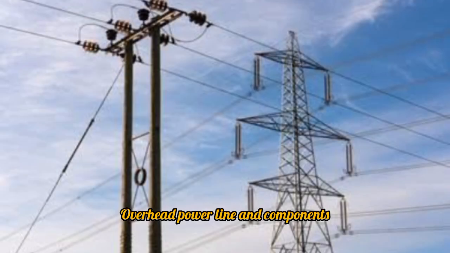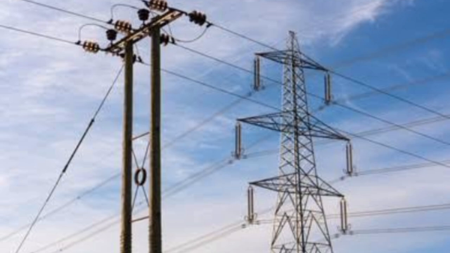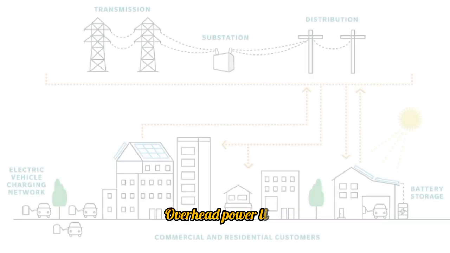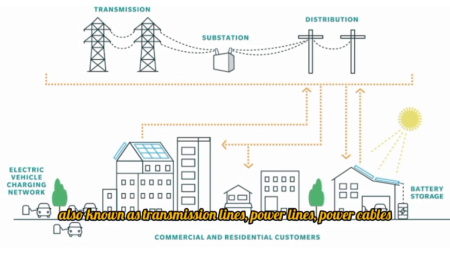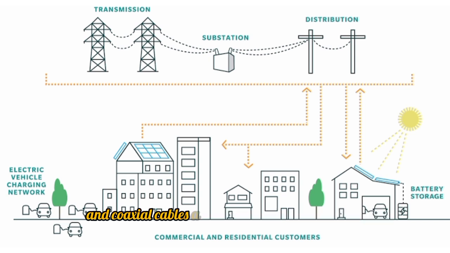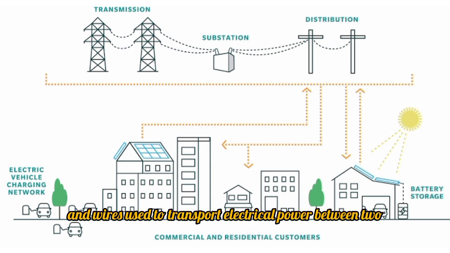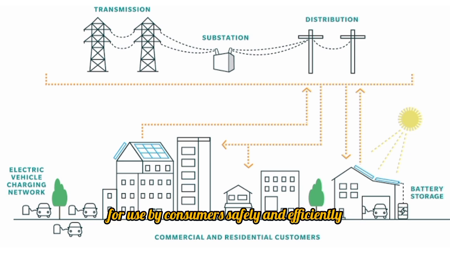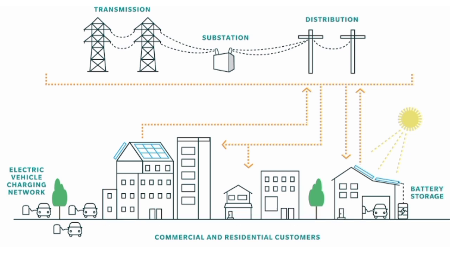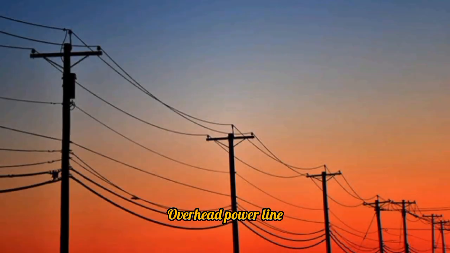Overhead power line and components. Definition. Overhead power lines, also known as transmission lines, power cables, and coaxial cables, are groups of suspended cables and wires used to transport electrical power between two or more separate locations so it can be processed for use by consumers safely and efficiently.